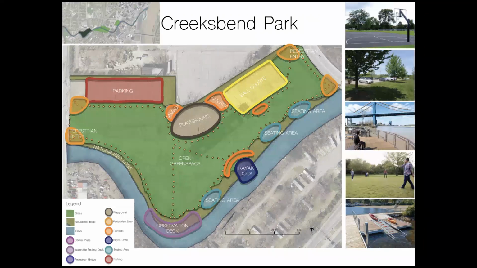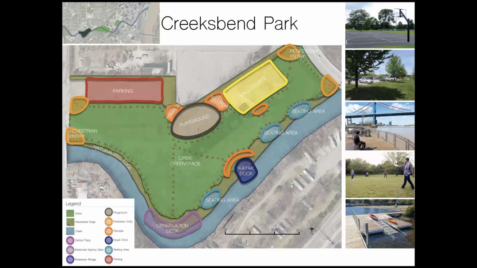And so I have developed these master plans of the different programming that would be good in each of these parks. So first up is Creeks Bend Park. And as you can see, it is right here where the creek bends. And one of the key features here could be an observation deck that looks out over the creek and really draws visitors to that as a focal point. It would also have pedestrian entryways that would draw people into the space.